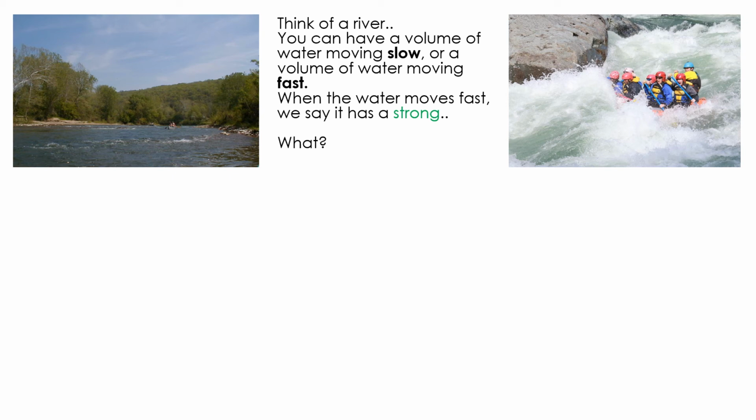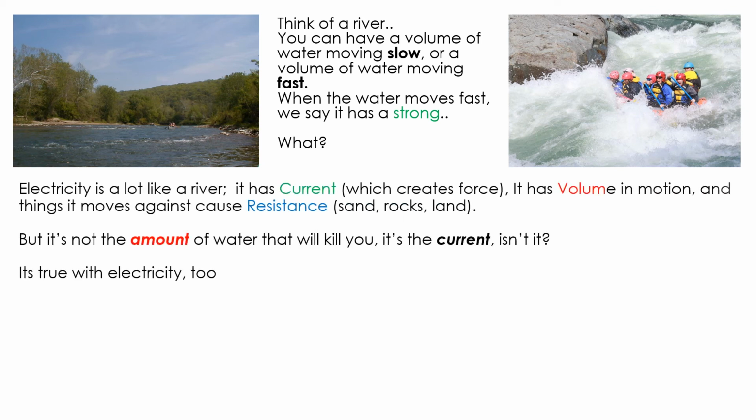That's why you always see and read and hear people say, it's not the voltage that'll kill you, it's the current. A 2 amp current in your car, the electricity is moving much more slowly than a 30 amp. Here's what I mean. It's a lot like a river. A river has a current, so does electricity. It creates a force when it moves. It has volume, an amount, and it has things that it moves against. Resistance, that's where the resistance is. In a river, it's like sand, rocks, land, dirt, trees.